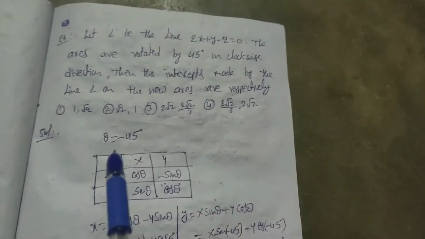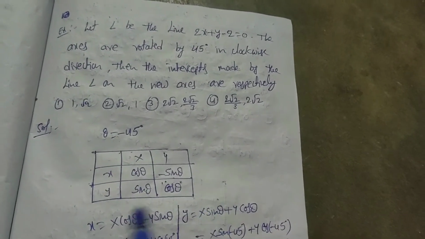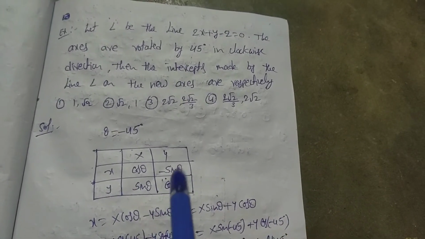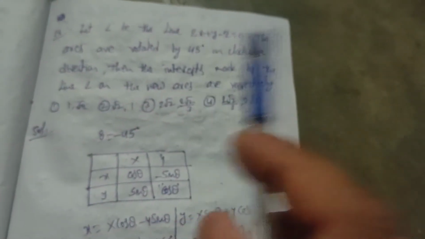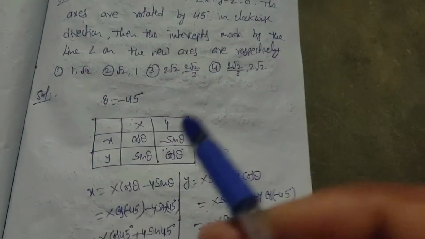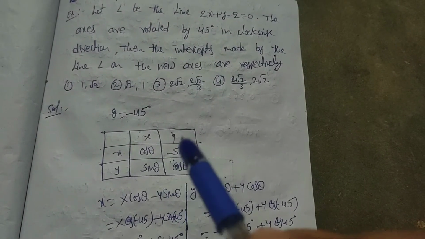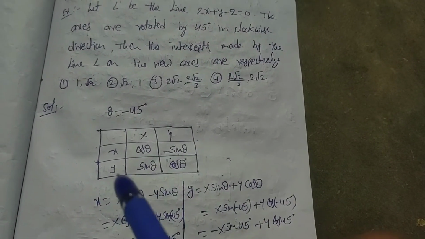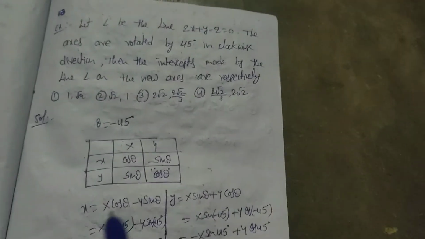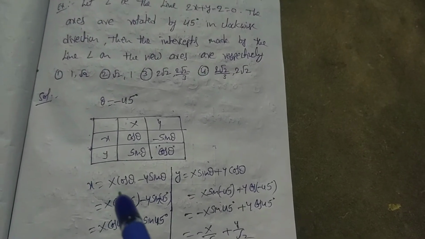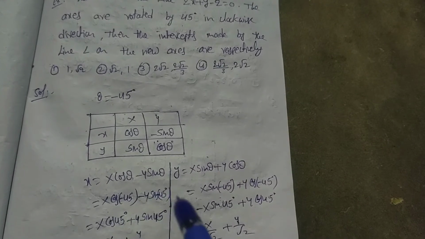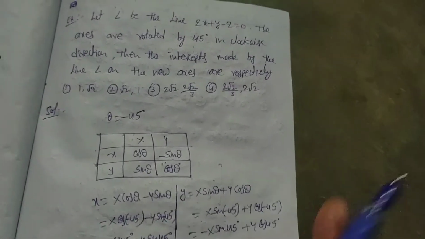See here, theta is equal to minus 45 degrees, and take the table with capital X, Y and small x, y: cos theta, minus sin theta, sin theta, cos theta. So in this equation, small x comma y will be replaced by small x is equal to x cos theta minus y sin theta, and small y is equal to x sin theta plus y cos theta. So this is nothing but x into cos of minus 45 degrees minus y into sin of minus 45 degrees. Actually, you just remember one formula here.